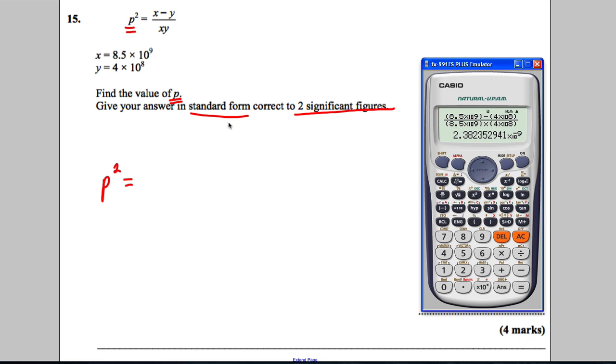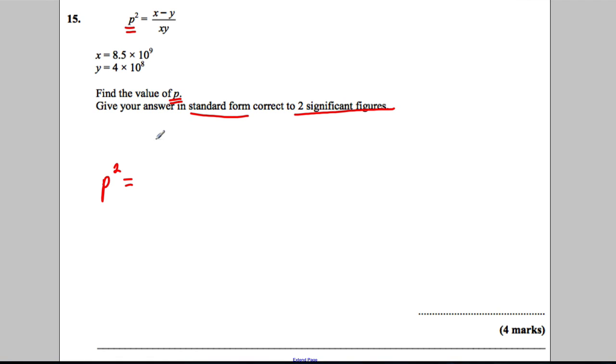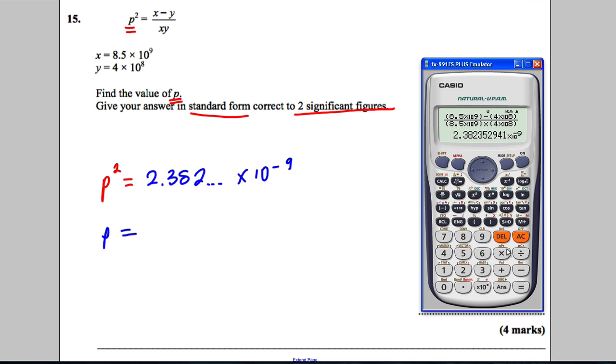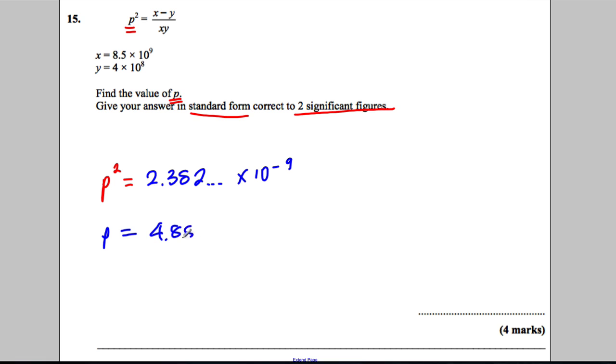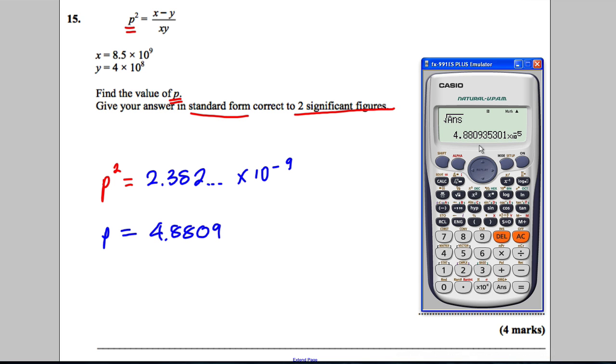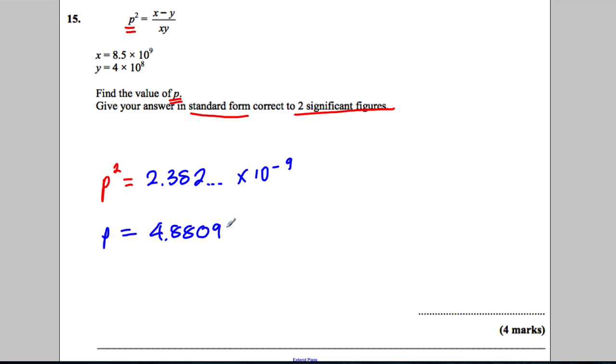press equals. Our calculator gives us that for p squared, so 2.382, so let's just write 2.382... times 10 to the negative 9. But we wanted p, not p squared, so we're going to have to square root that. So press square root of your answer, and you get 4.8809, 35301 times 10 to the negative 5.